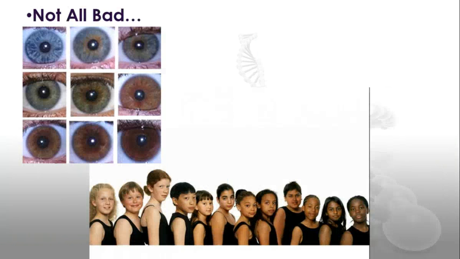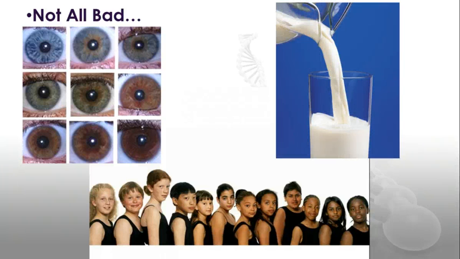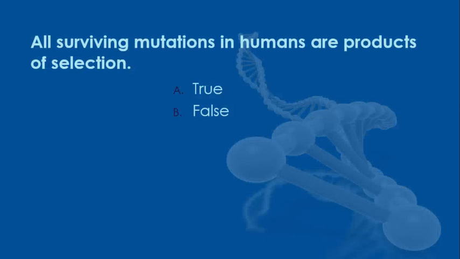Now, sometimes mutations are not all bad. It is mutations that give us the beautiful variety that we see in our own species. We come in all sorts of wonderful phenotypes, and those are all based on mutations. And your ability to even drink milk is a product of mutation, and that's good because milk is good for you, right? Now, here's your next question. All surviving mutations in humans are a product of selection. True, false?